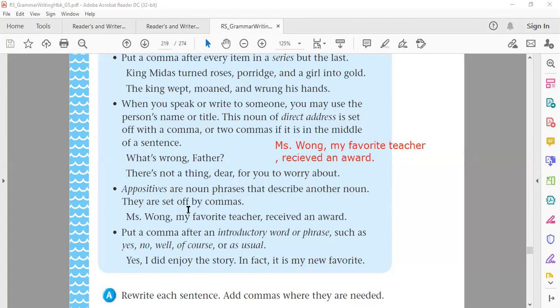This is one of the situations also. Another situation is to put a comma after an introductory word. What are the introductory words? Like yes, no, well, of course, or as usual. These words usually come at the beginning of the sentence. If I use one at the beginning, then I put a comma after it. Yes, I did enjoy the story. So yes, and then comma, and then you complete. In fact, it's my new favorite. And you see when I read it also, I pause a little bit. I say, yes, I did enjoy the story. In fact, it's my new favorite. So here I pause a little bit to show you that there's a comma in there.